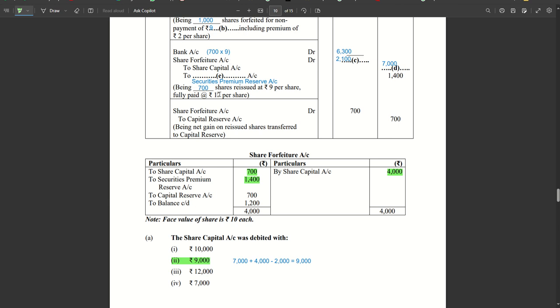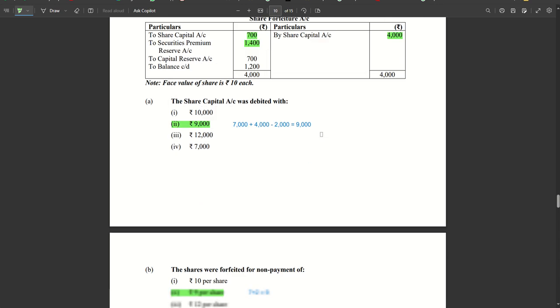However, now if you read the narration, these are reissued at 9 per share, but these are fully paid at 12 rupees per share. The initial face value was 10. So if these are fully paid at 12 rupees per share, that means there is a premium of rupees 2 that has come into the picture. And that's why here we are getting the additional 1400 as securities premium reserve, which is part of the next question.